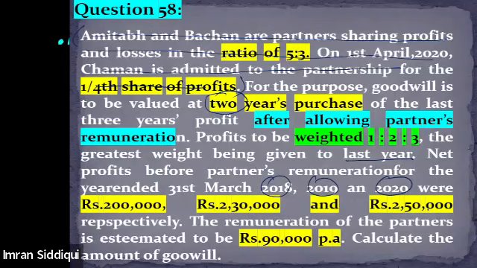But the question also says that we need to calculate the goodwill after subtracting partners' remuneration. And these profits were calculated without subtracting the remuneration of the partner. So we will first have to determine the profit after reducing the partner's remuneration. And on the basis of the profit that we get, we will calculate the weighted average profit, and then we will be able to calculate the value of the goodwill.